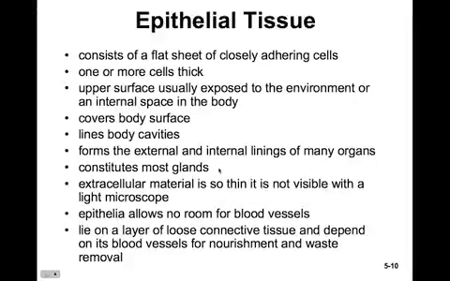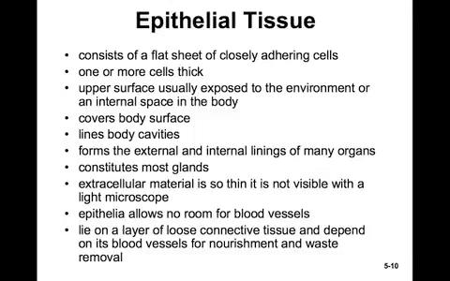We'll begin with epithelial tissues. Epithelial tissues consist of flat sheets of closely adhering cells. They're either one layer or more layers thick. The upper surface is usually exposed to the environment or an internal space in the body. They usually cover body surfaces and line body cavities. Epithelial tissue forms the external and internal linings of many of the organs and constitutes most glands.